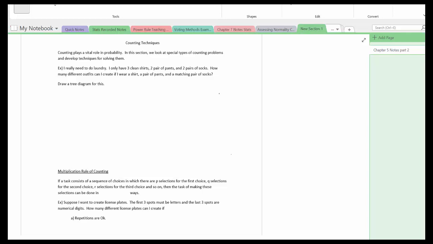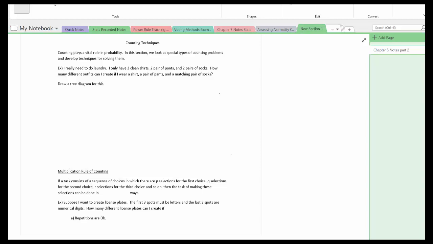In this video, we're going to talk about counting techniques using the multiplication rule for counting. So let's take a look at an example. I really need to do laundry. I only have 3 clean shirts, 2 pairs of pants, and a pair of socks. How many different outfits can I create if I wear a shirt, a pair of pants, and matching socks?